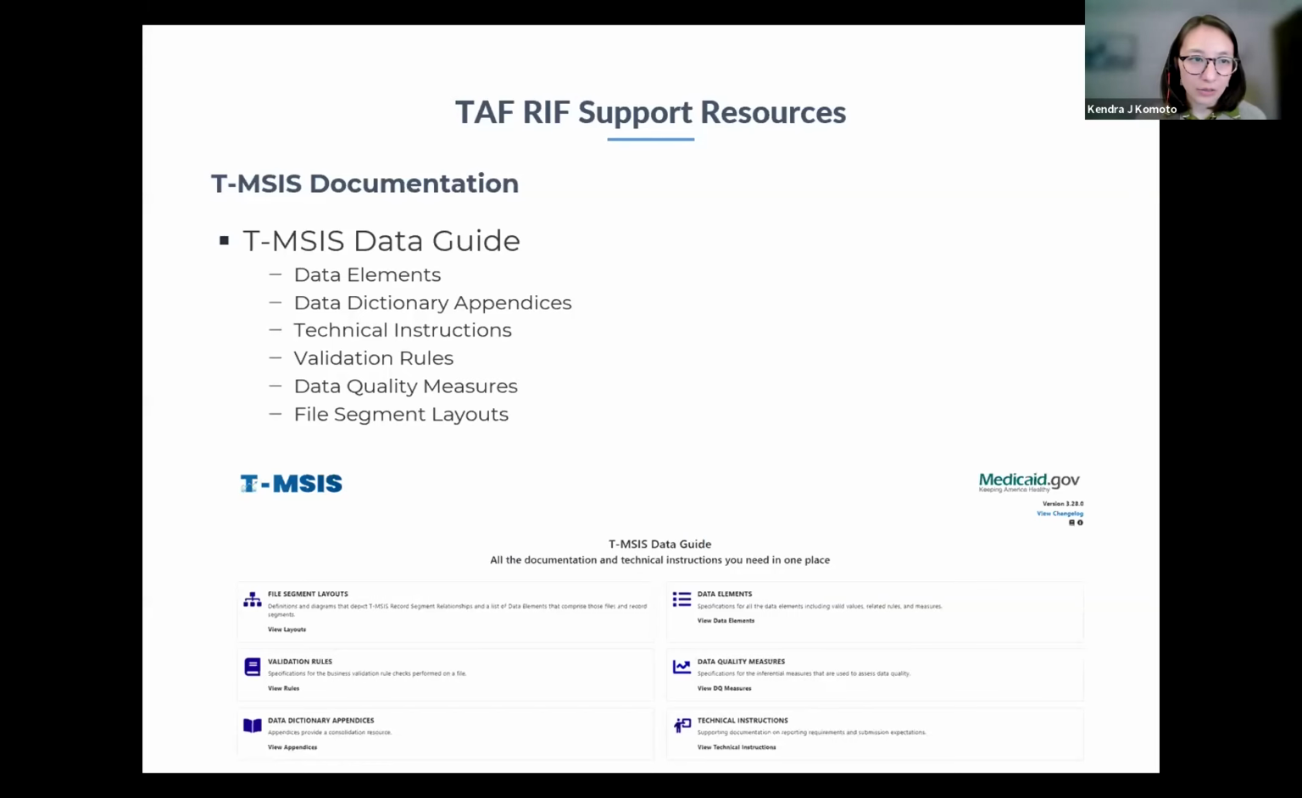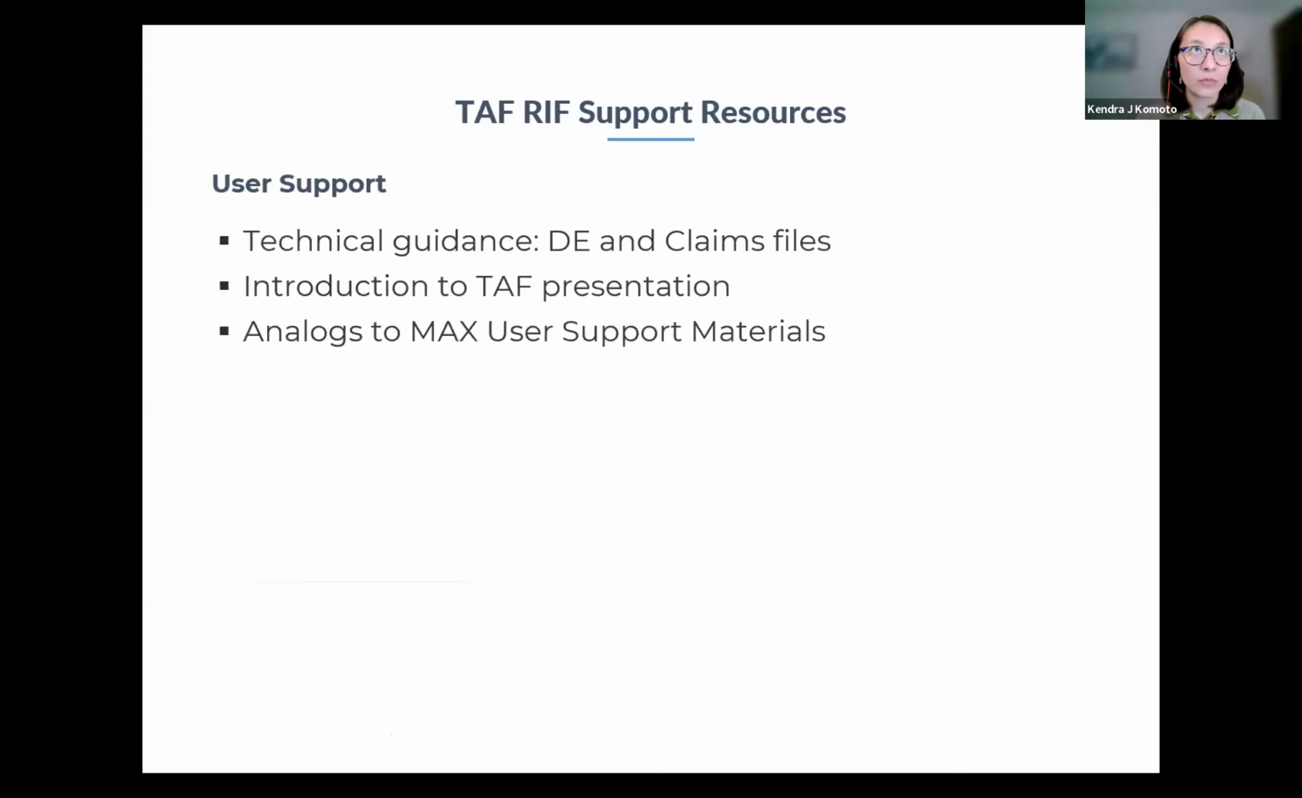The T-MSIS data guide also covers validation rules, data quality measures, file segment layouts, stuff more specific to what's getting submitted through T-MSIS. MACBIS TAF hosts resources specific to the TAF RIF, not just T-MSIS. So the TAF technical guidance is posted. I think we already mentioned there's a demographic and eligibility, claims, and a guide to using Illinois data. That's all technical guidance that's posted in multiple places. There's also an introduction to TAF presentation and a resource, analogs to MACS, that's really helpful if you have experience using MACS data but are new to TAF. There are some resources here that might be helpful.